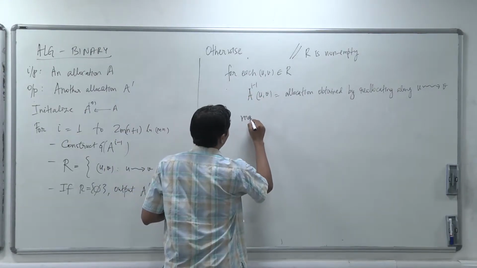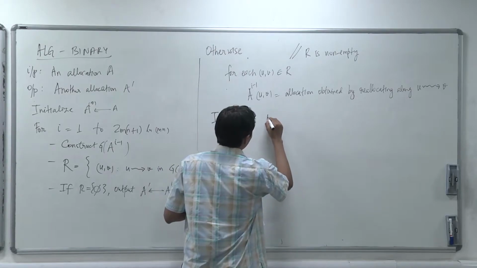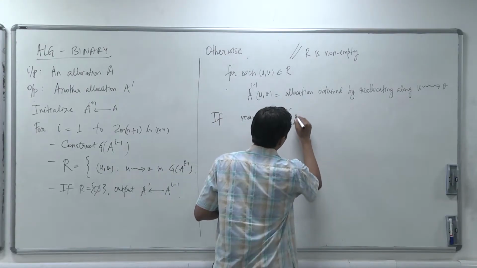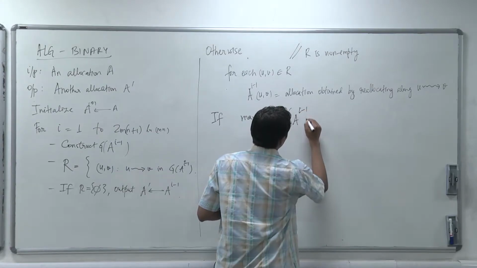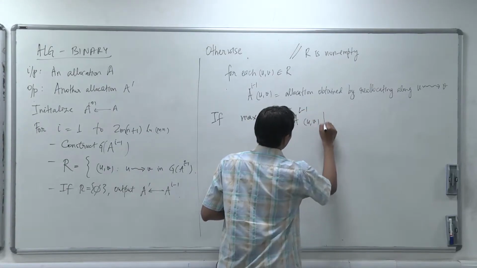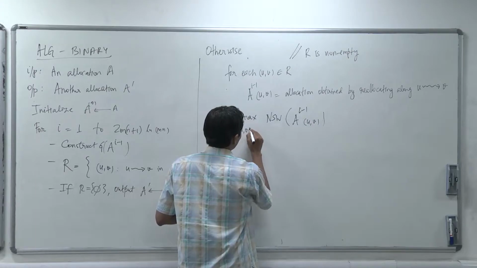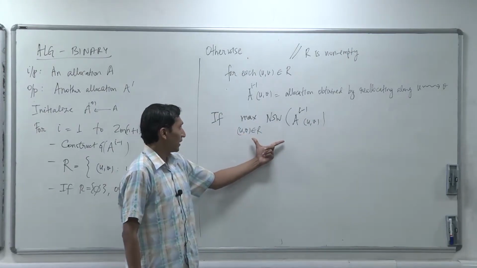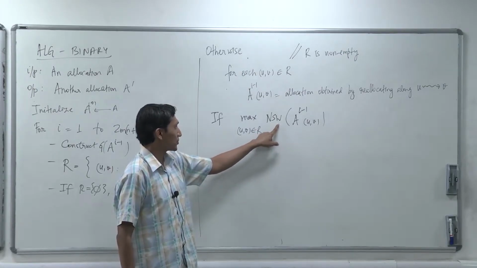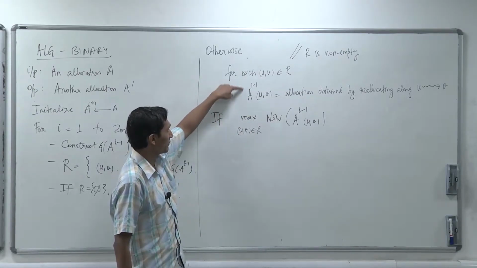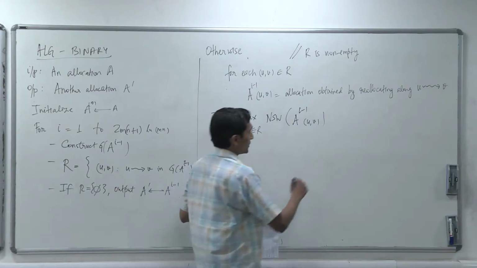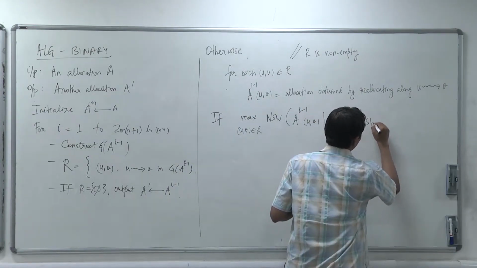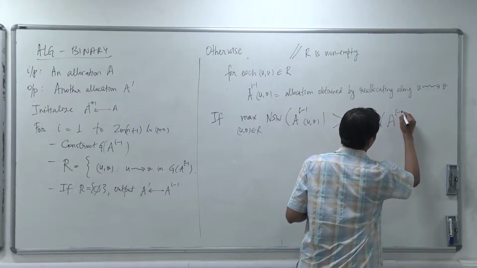So look at A_{i-1} with (u,v) over all (u,v) in R. This is the allocation that gives the maximum Nash social welfare among all of the things that we have come up with here. If this is strictly better than the Nash welfare of A_{i-1}, then what do we do?